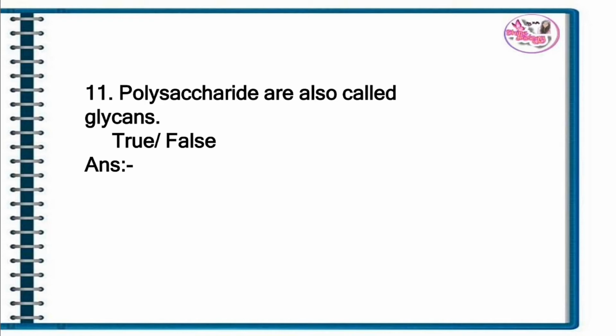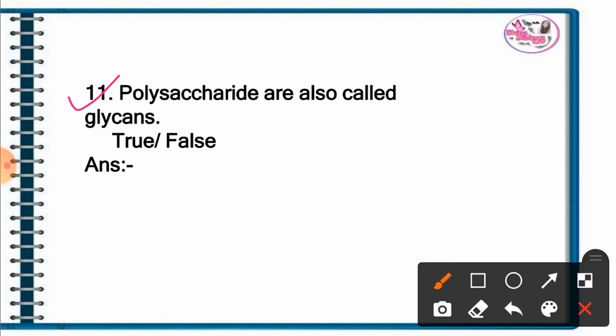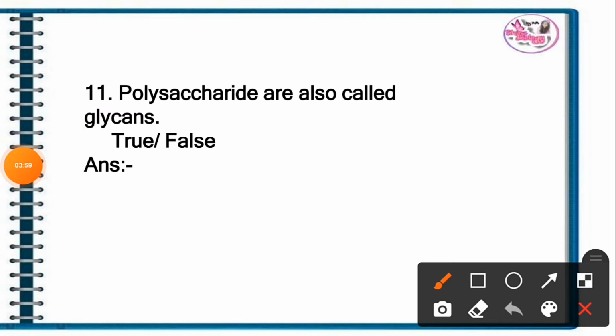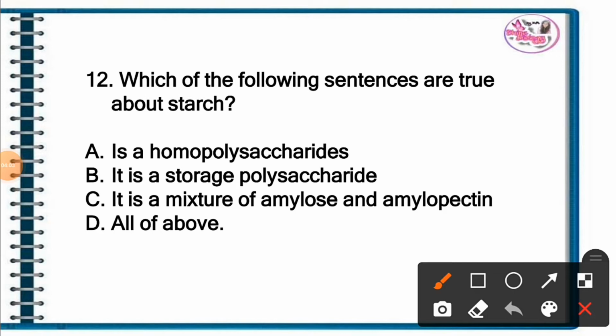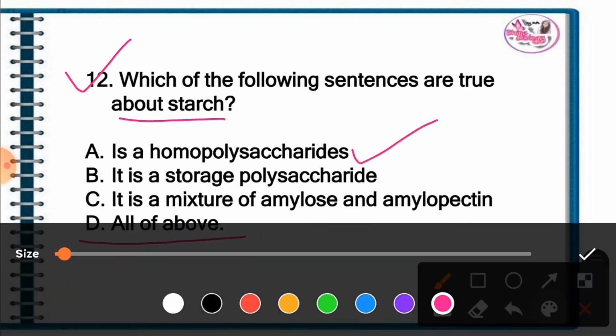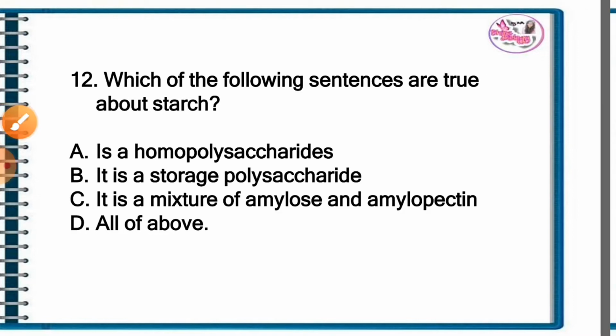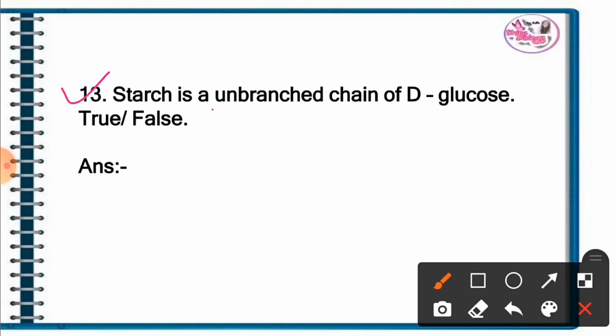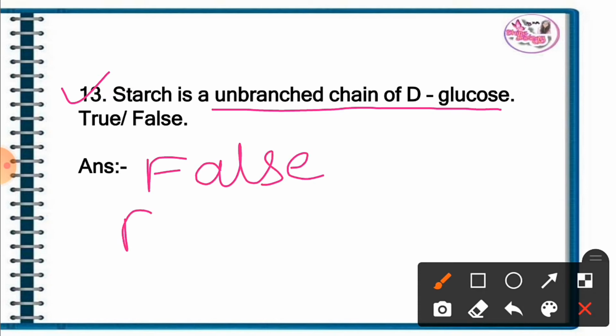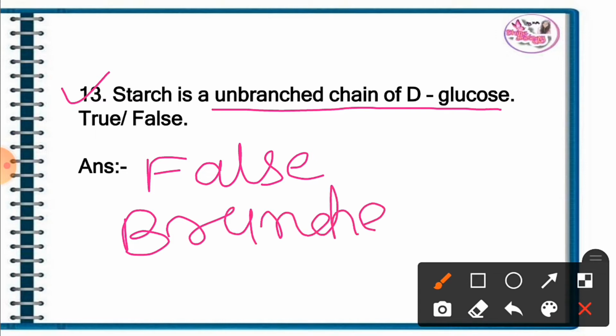Question 11. Polysaccharides are also called glycans. The answer is true. Polysaccharides are also known as glycans. Question 12. Which of the following sentences are true about starch? The correct answer is option D, all of the above. It is a homopolysaccharide. It is a storage polysaccharide. It is a mixture of amylose and amylopectin. 13. Starch is an unbranched chain of D-glucose. The answer is false, because starch is a branched chain of D-glucose.